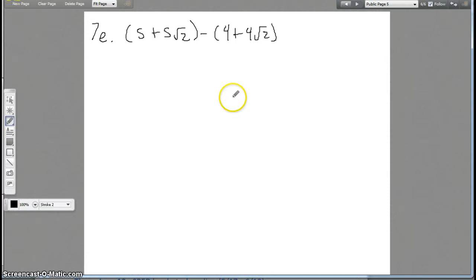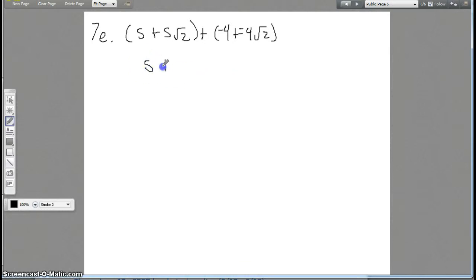What I recommend doing anytime you have a minus in front of a parentheses is go ahead and change that minus to a plus and then flip the sign of everything inside your parentheses. Then you don't have to worry about remembering that that negative applies to everything. You've already taken care of it.